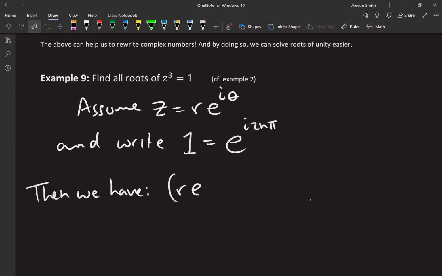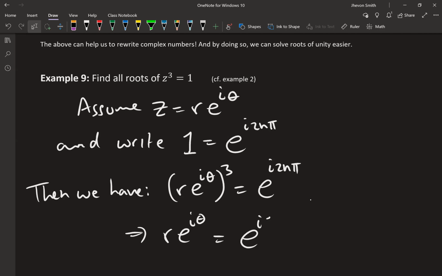I have r e to the i theta cubed is equal to e to the i 2n pi. Well, then I take the cube root of both sides. This means r e to the i theta would be e to the i 2n pi over 3.